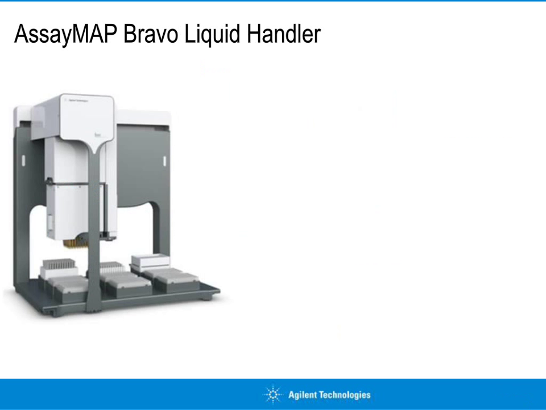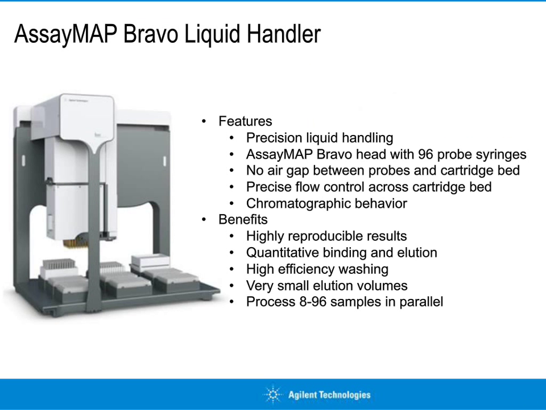The AssayMap Bravo is a high-precision liquid handler equipped with an AssayMap Bravo head containing 96 probe syringes arranged in an SBS footprint so as to work with standard 96-well plates. When the probe syringes engage the cartridges, a tight seal is formed between the probe syringe and the cartridge with no air gap. Instead, there's a liquid-liquid contact such that each of the 96 syringes can act as a syringe pump to move liquids across the packed column beds of the attached cartridges. This allows precise unidirectional flow across the cartridge bed.